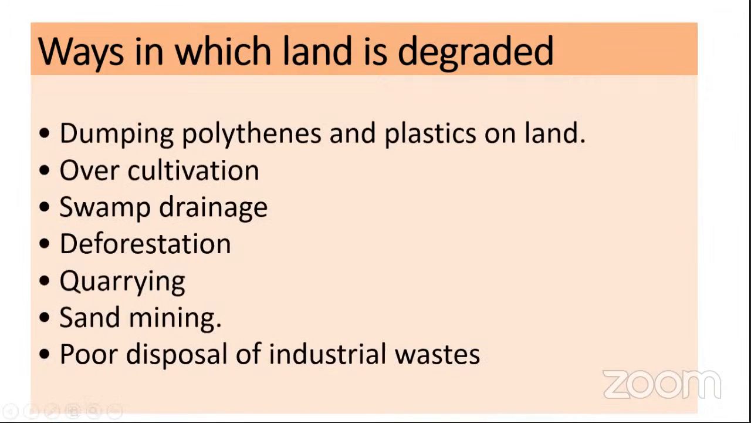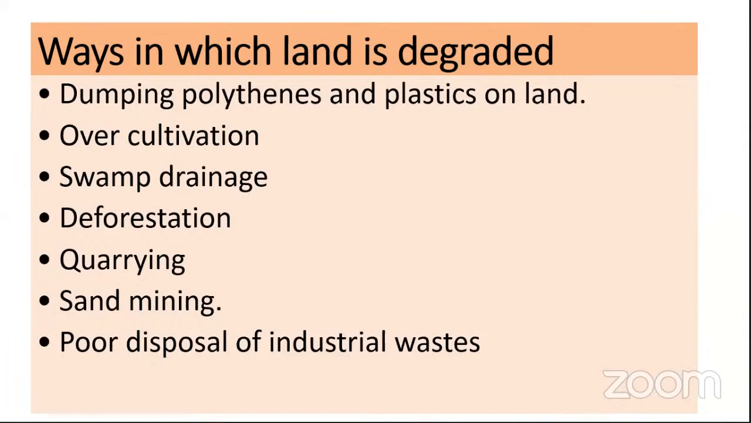These are some of the things you've suggested: dumping polythenes and plastics on land, over cultivation, when people grow crops season after season on the same piece of land, it degrades it. Swamp drainage, that is turning what was a swamp into a place where you can grow crops. Deforestation, there is quarrying. This is the mining of stones, the beating of stones and breaking them into small pieces. Then we have sand mining, then poor disposal of industrial wastes, bush burning, and so many other ways.